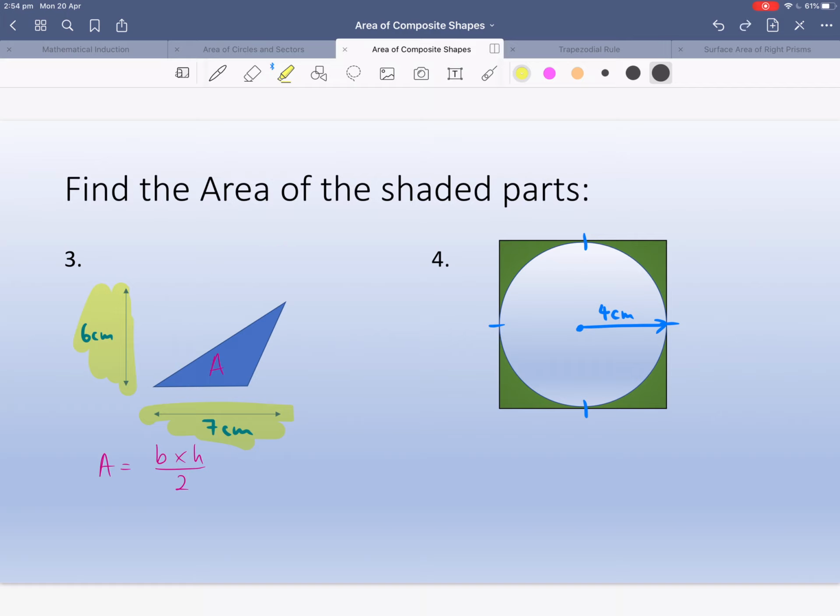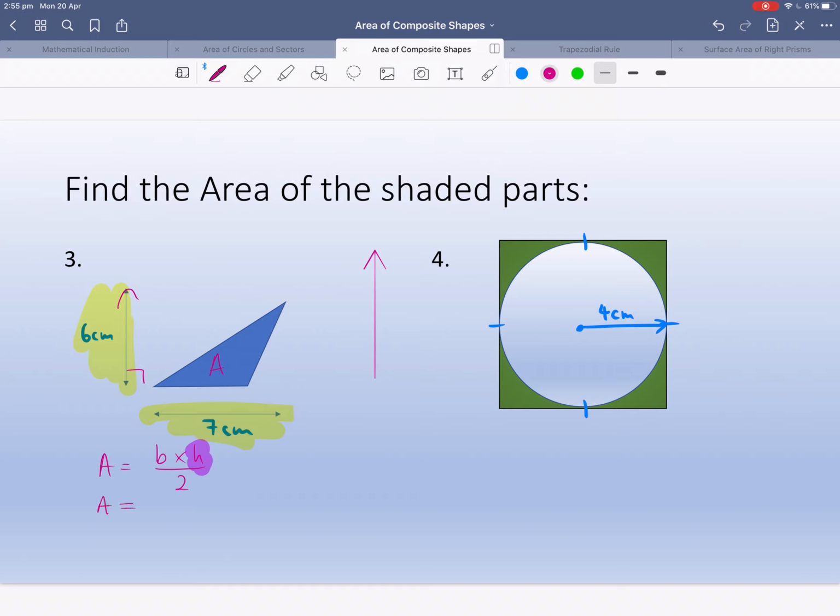Now it doesn't matter that the triangle is a bit off to the side like this. We still work it out the same way, because the height that we're talking about is perpendicular height. Perpendicular height means it's straight up and down from the ground. So it has to be straight up and down. This height here that's on an angle is not perpendicular height. So it's really important. That's why the example's here.